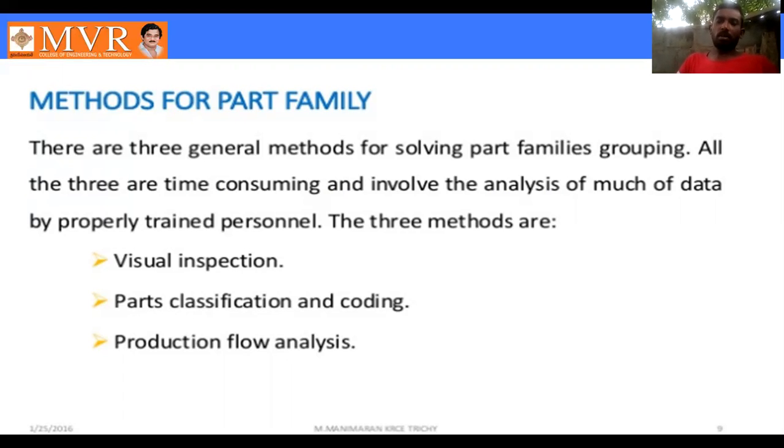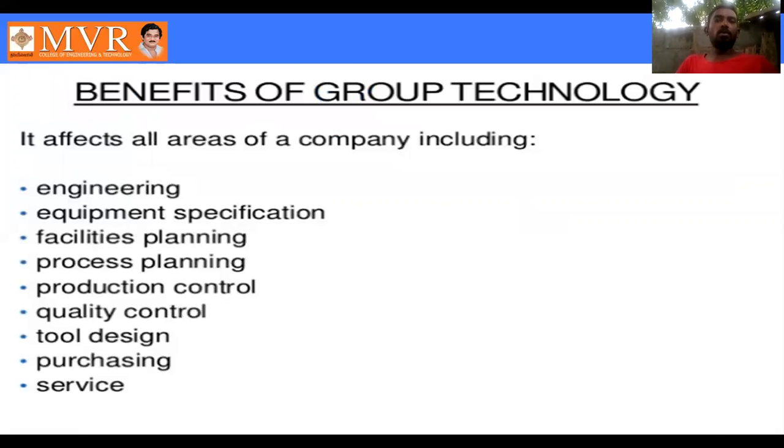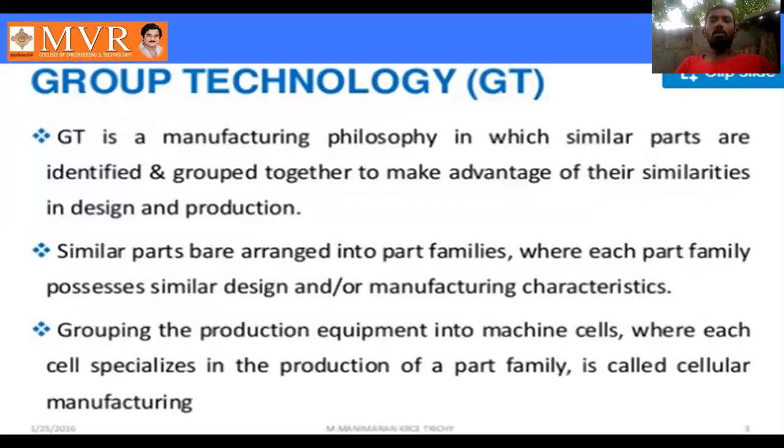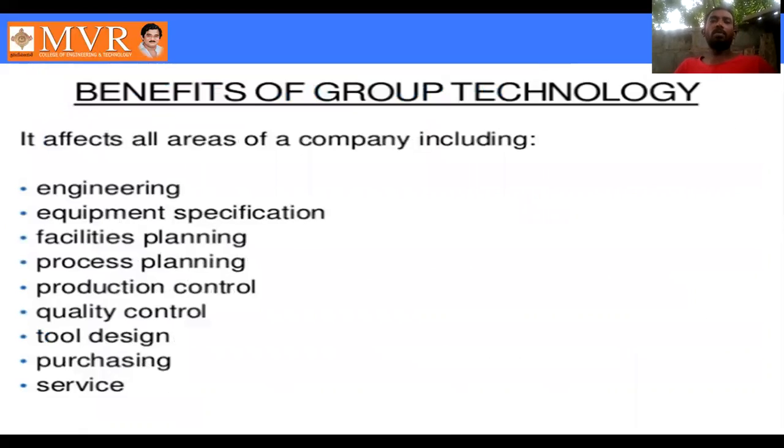And next, we can start the next unit. In it we have group technology. Group technology is nothing but a philosophy in which similar parts are identified and grouped together to take advantage of their similar design and production. So this is the introduction about group technology. In group technology we have the part family, and the benefits of group technology.